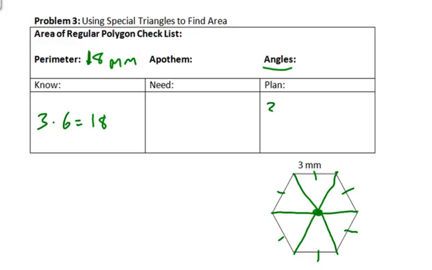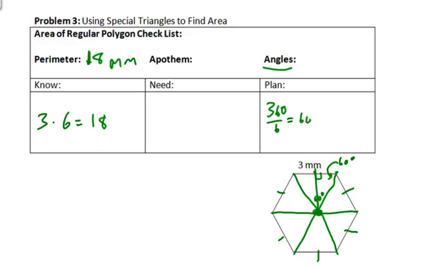So 360, this is for the central angles. That would give me 60-degree angles. So these are 60 degrees. And I draw my apothem. That means it's going to be cut in half into 30 degrees, and this is 90 degrees. And that means that this one has to be 60 degrees, if this one is 30, because it's half of that central angle. So we have 30, 60, 90 triangles, which helps us a lot.